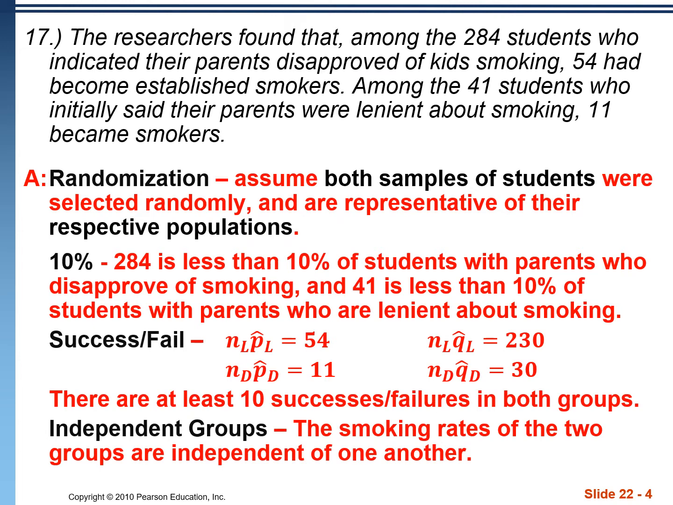Assumptions and conditions. Randomization. We're going to assume both samples of students were selected randomly and are representative of their respective populations. 284 is less than 10% of students with parents who disapprove of smoking, and 41 is less than 10% of students with parents who are lenient about smoking. Success/failure, it gave us those numbers. There's at least 10 successes and failures in both of these groups. And lastly, since we have two samples, we need to state that the smoking rates of these two groups are independent of one another. We only need to check that condition when we have two samples.